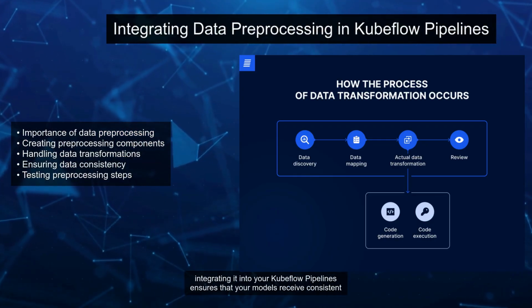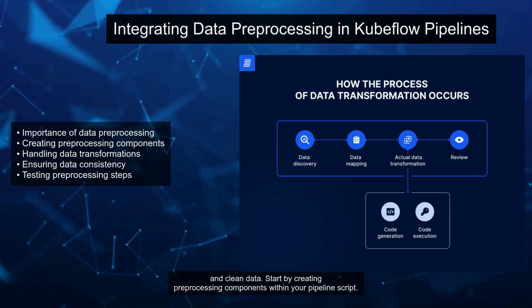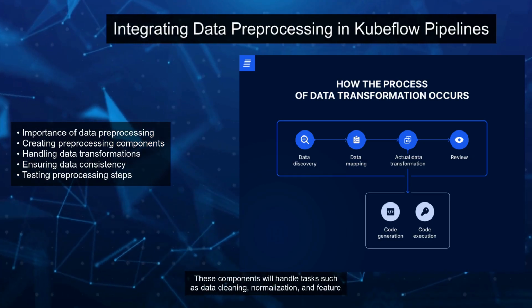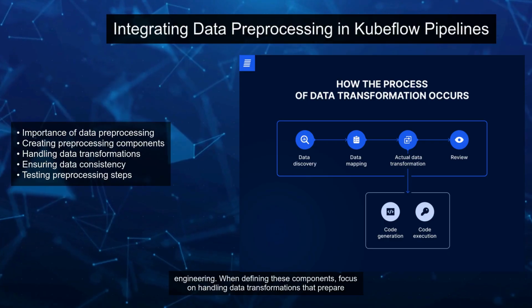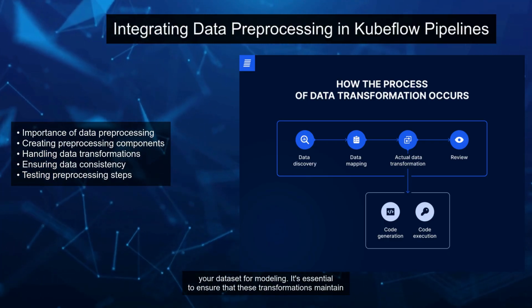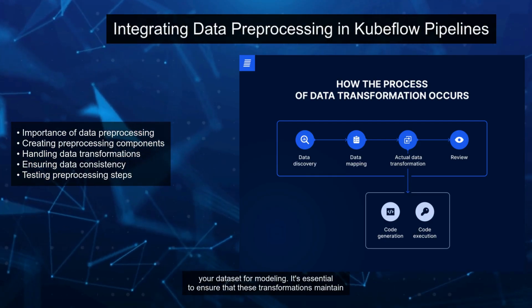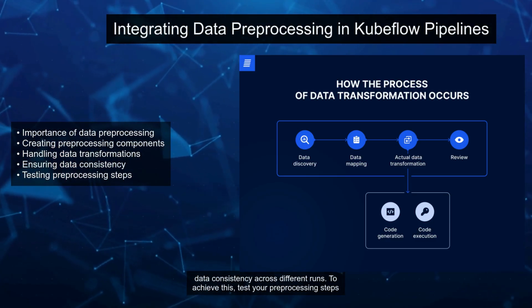Data preprocessing is a crucial step in any machine learning workflow, and integrating it into your Kubeflow pipelines ensures that your models receive consistent and clean data. Start by creating preprocessing components within your pipeline script. These components will handle tasks such as data cleaning, normalization, and feature engineering. When defining these components, focus on handling data transformations that prepare your dataset for modeling. It's essential to ensure that these transformations maintain data consistency across different runs.